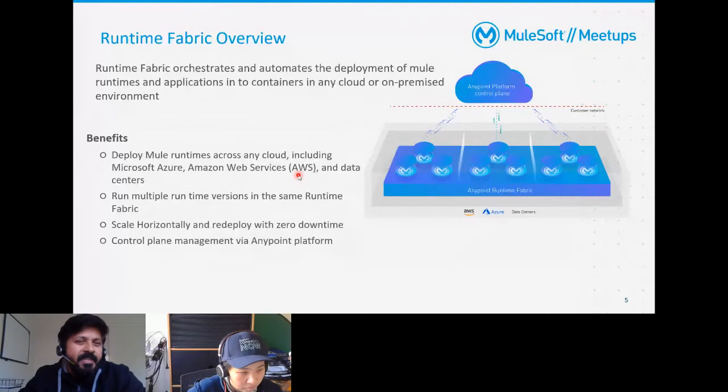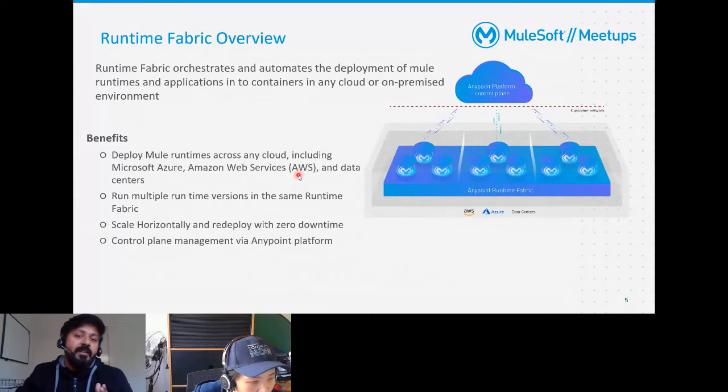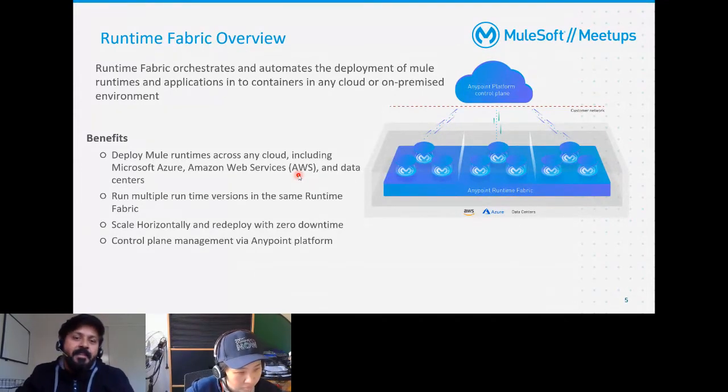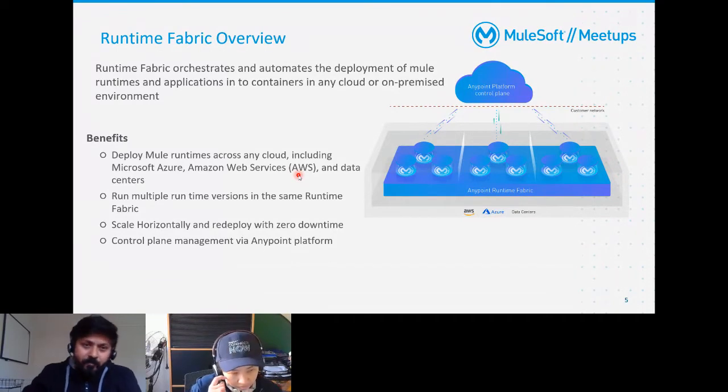So you really don't need the expertise on Docker and Kubernetes, even though with RTF on self-managed Kubernetes, so there are two flavors of Runtime Fabric. There is RTF appliance, and then there is RTF on self-managed Kubernetes. So for RTF on self-managed Kubernetes, you need the Kubernetes expertise.